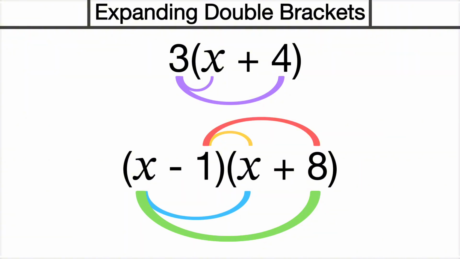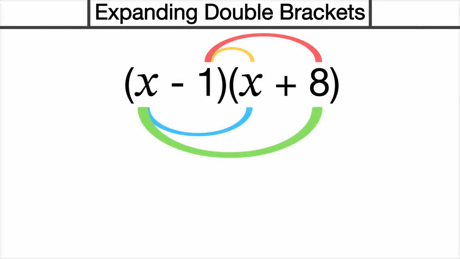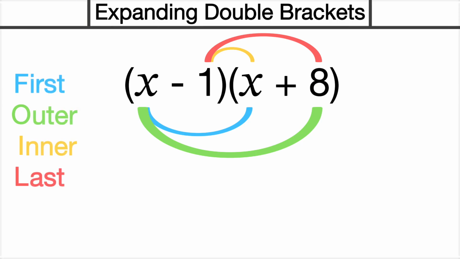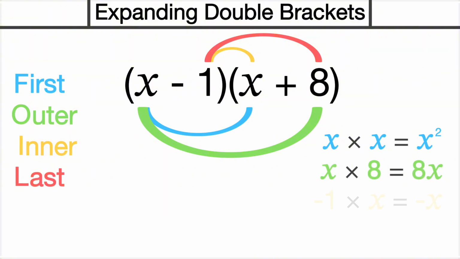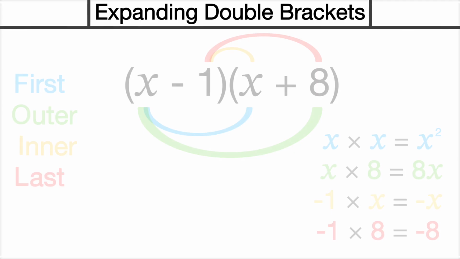answer an exam question. To help you remember that when expanding double brackets, you need to multiply every term in the first bracket by every term in the second bracket, you can use the acronym FOIL, which stands for first, outer, inner, and last. This means you multiply the first terms in each bracket, then the outer terms, followed by the inner terms, and finally the last terms, ensuring that you don't miss any terms when expanding.